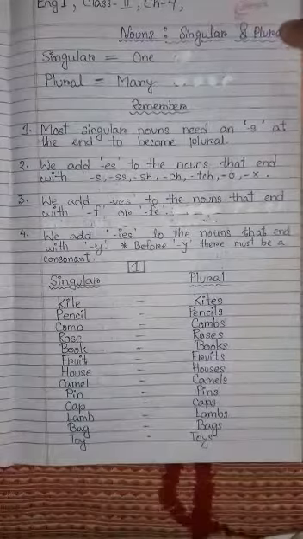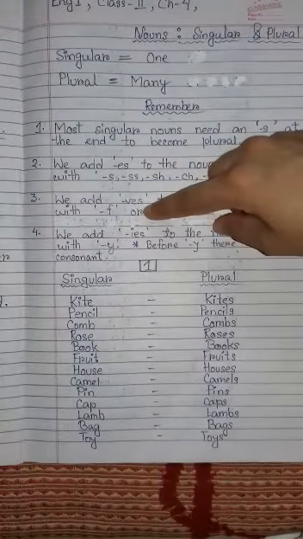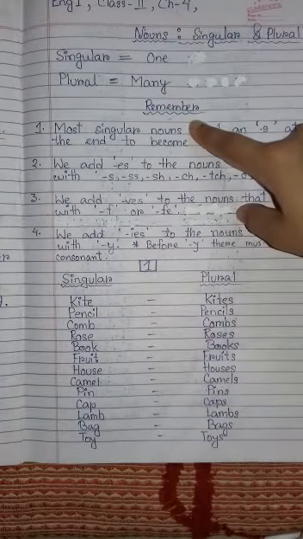So students, today we have learned about our rule number 2 and 3, and later on I will discuss our rule number 4 and 1 with all of you.